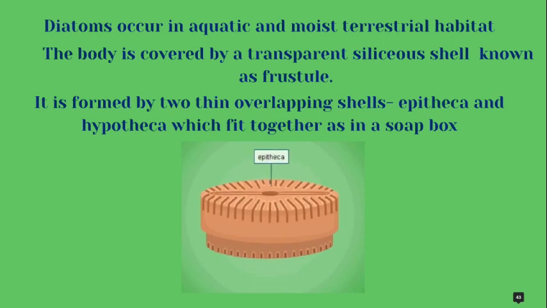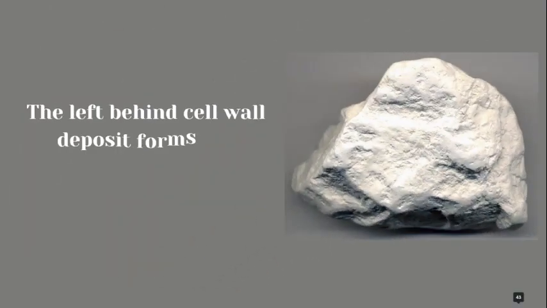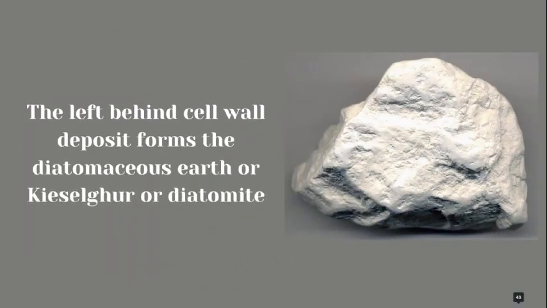The body is covered by a transparent siliceous shell known as the frustule. It is formed by two thin overlapping shells named epitheca and hypotheca. You can see they fit together as in a soap box. Once they die, the left-behind cell wall gets deposited to form diatomite or diatomaceous earth.